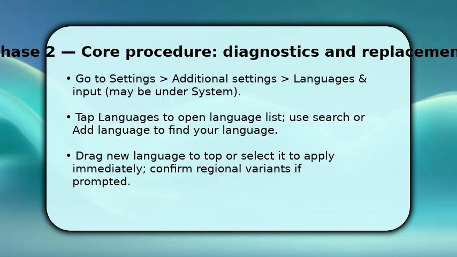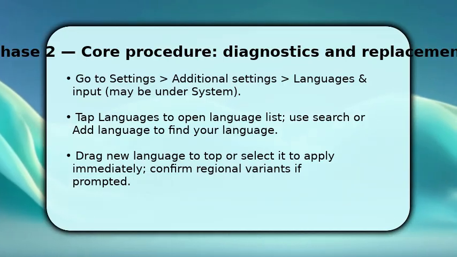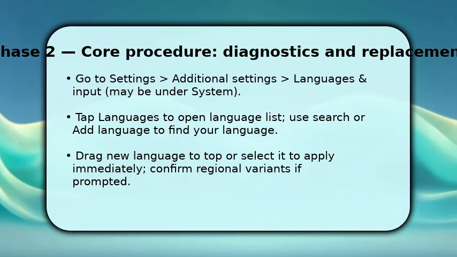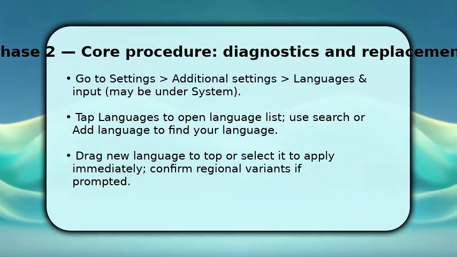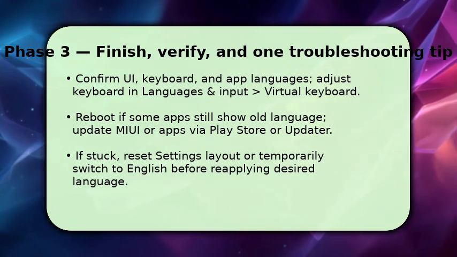After adding, drag the new language to the top of the list or tap Apply. MIUI will switch UI strings instantly. Make sure to pick the correct regional variant because translations and date formats can differ. You finish by verifying keyboards and app languages so input and notifications match the new setting.